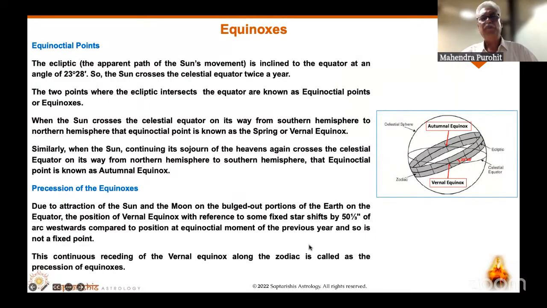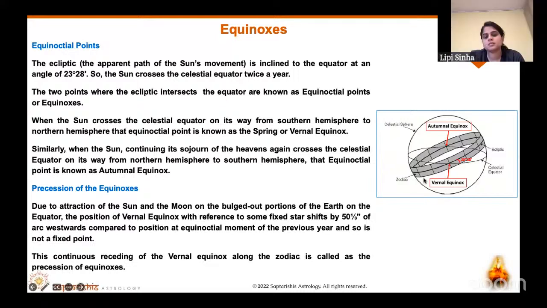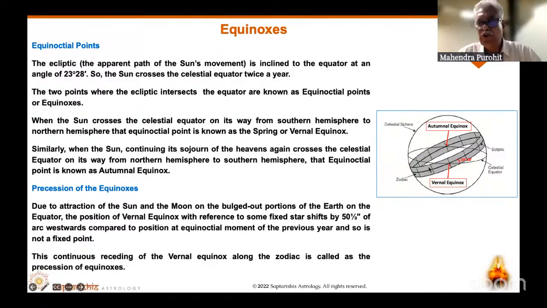Now this is a new thing. This equator is like this, going like this, and the celestial equator is this, and this is the ecliptic. Because of the inclination of Earth on its axis at approximately 23.5 degrees, the ecliptic intersects the celestial equator at 2 points. One point is this, and another is this point. These points are called equinoctial points.